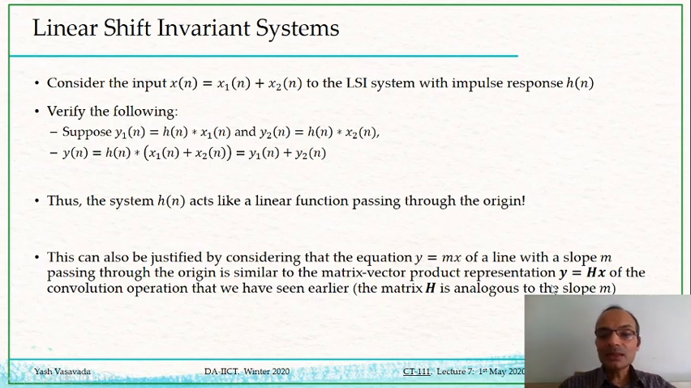The other way to look at it is that, remember, we had said that the convolution operation can be represented as a matrix vector product, y equal to H times x, where capital H is the Toeplitz matrix and x is a vector of input samples. Well, y equal to Hx looks a lot like y equal to mx. And so that is why a system which implements the convolution operation is called a linear system.